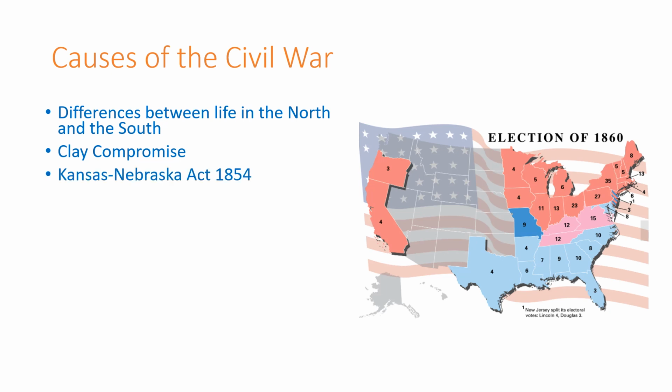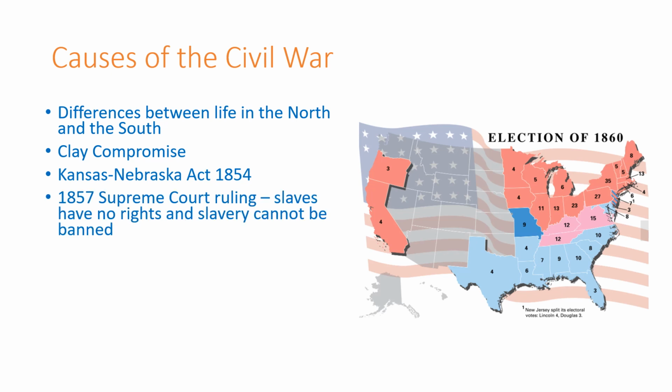We then get something called the Kansas-Nebraska Act in 1854. That said that states could decide for themselves if they wanted to be slave states or free states. This is significant because it overturns the Missouri Compromise from 1820, which had said one slave state and one free state added at a time, so states added in pairs. This now puts the decision in the hands of states, and they can decide for themselves.